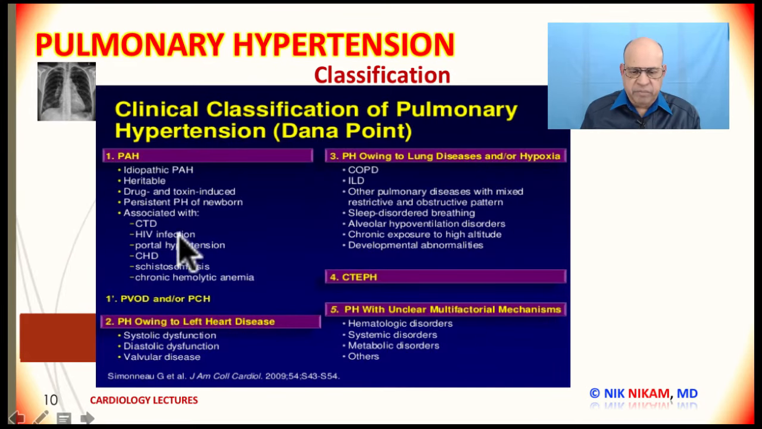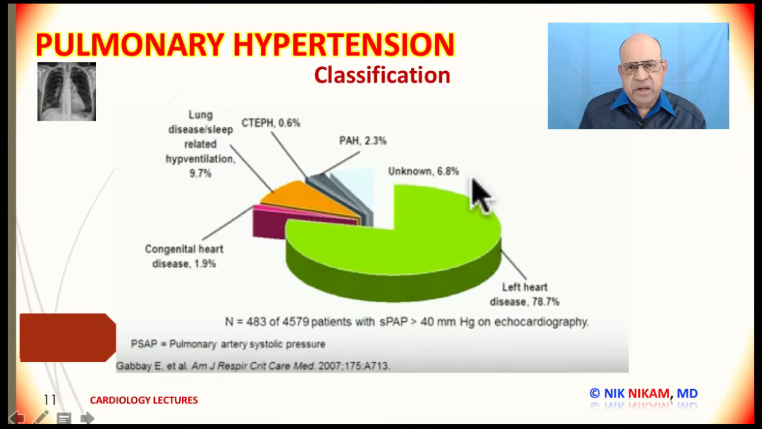Here is a summation of all the 5 categories of pulmonary hypertension, of which only group 1 is the primary pulmonary arterial hypertension. Here is a study showing that more than 78% of the patients who present with pulmonary hypertension are due to left heart disease.